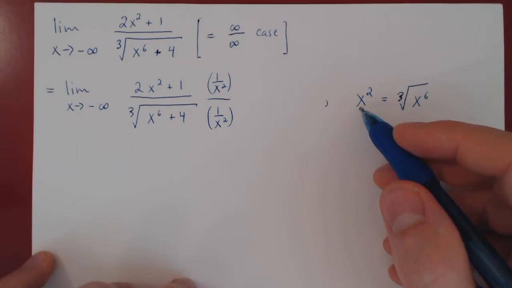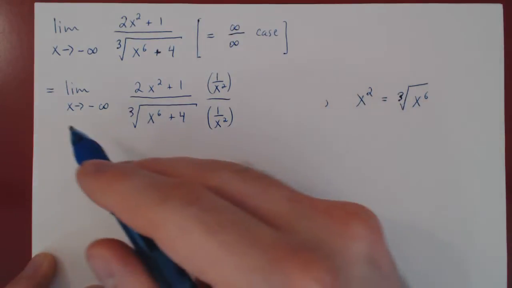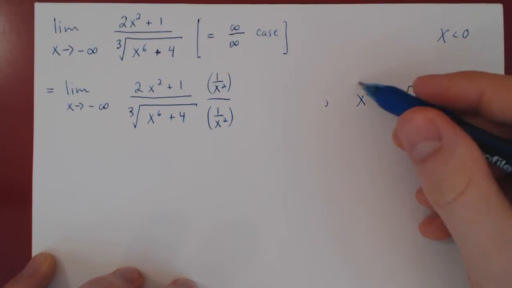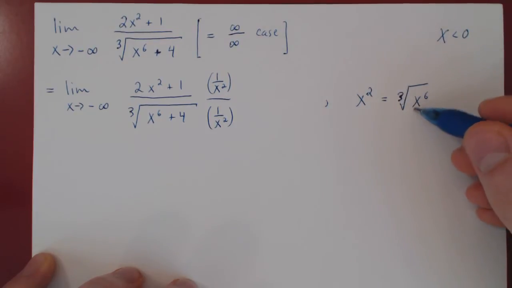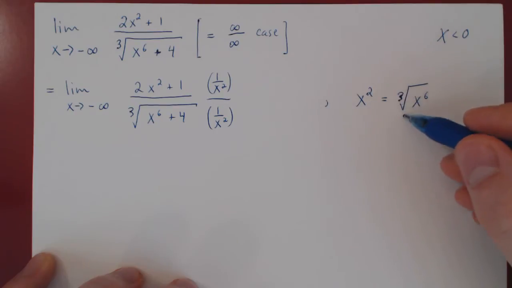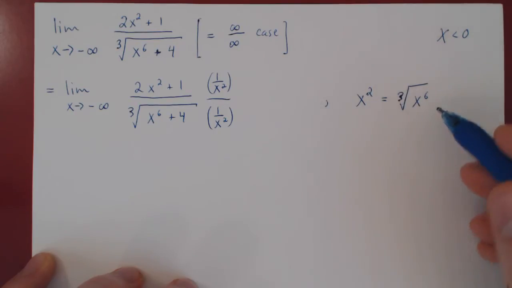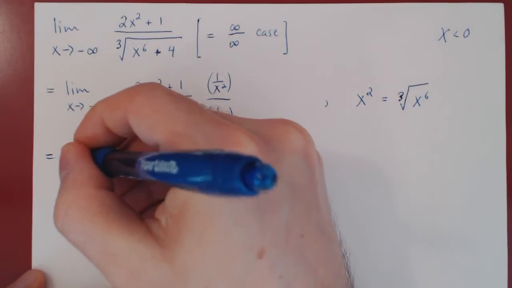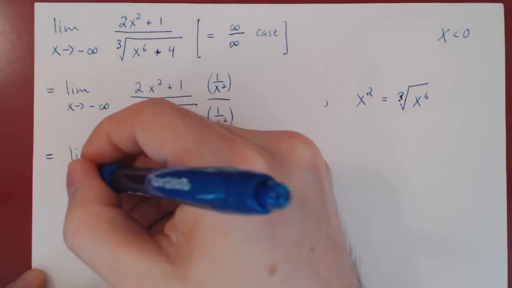If you think of it, x squared, even though x is negative, is positive. x to the 6 is positive. The cube root of a positive number is also positive. So everything is okay here, so we can make the substitution.